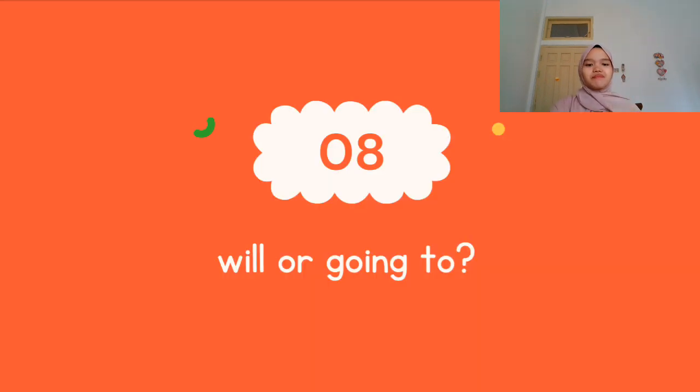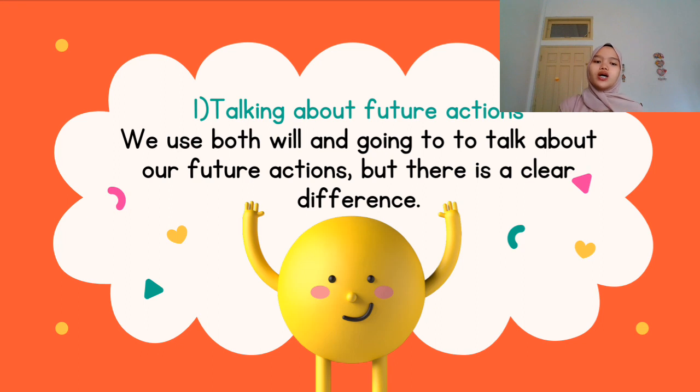And number six, this is the last material from me, will or going to. Number one, talking about future action. We use both will and going to talk about our future action, but there is a clear difference. Look at this example below.